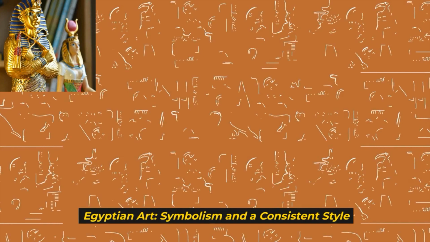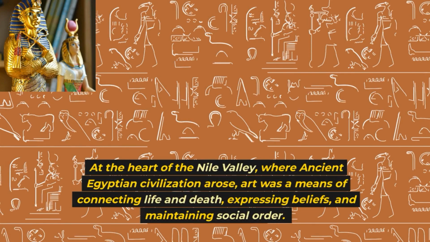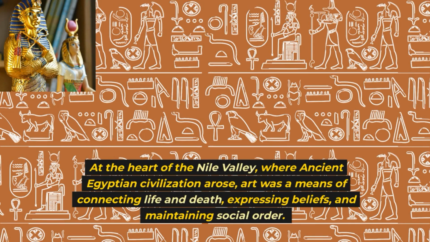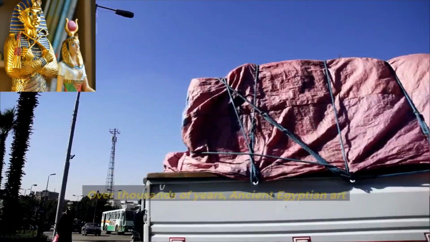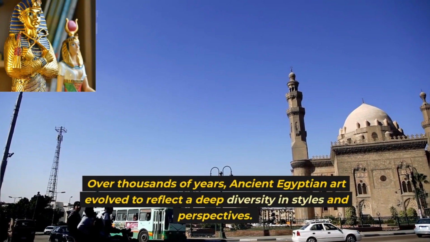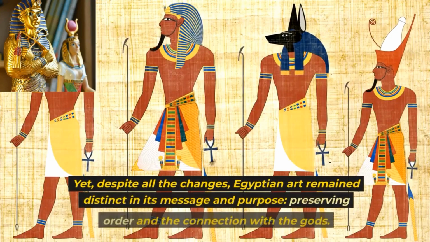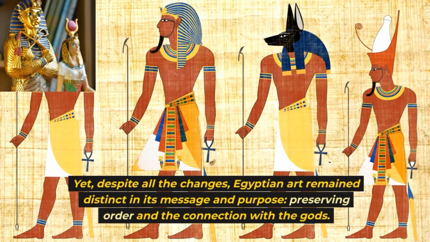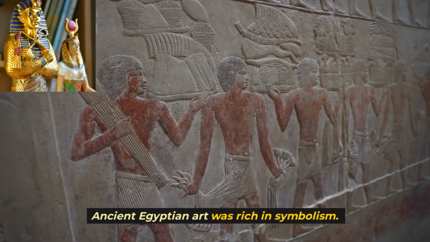Egyptian art, symbolism and a consistent style. At the heart of the Nile Valley, where ancient Egyptian civilization arose, art was a means of connecting life and death, expressing beliefs, and maintaining social order. This art began around 3000 BCE and lasted until 30 BCE. Over thousands of years, ancient Egyptian art evolved to reflect a deep diversity in styles and perspectives. Yet, despite all the changes, Egyptian art remained distinct in its message and purpose, preserving order and the connection with the gods. Ancient Egyptian art was rich in symbolism.